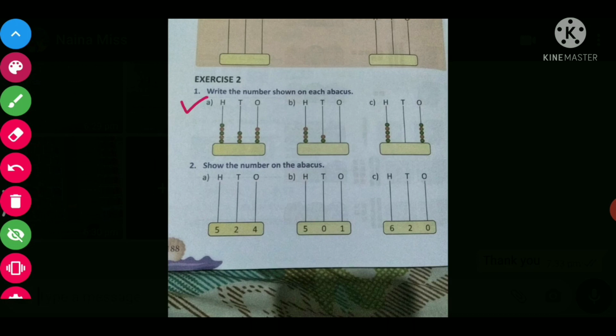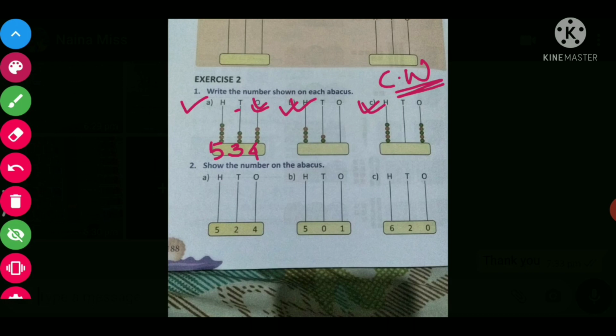So we'll start counting from the ones place. In the ones place 4 small circles are there, so we'll write 4 here. Now in the tens place, how many circles are there? 3, so we'll write 3 here. Now in the hundreds place, how many circles are there? 5, so we'll write 5 here. Like this only you have to do these two, B and C, in your classwork copy.